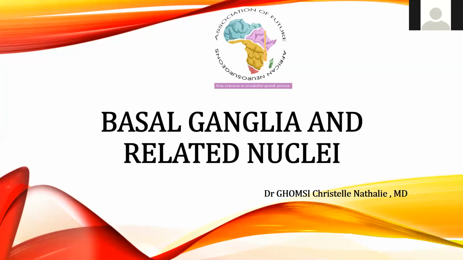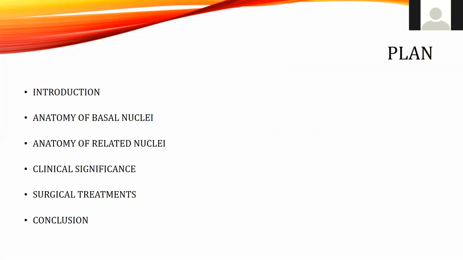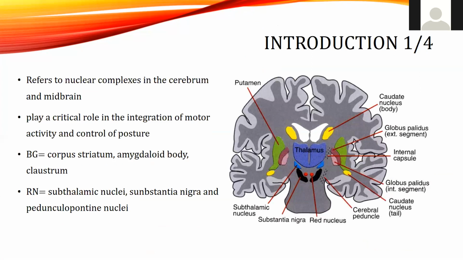So I was saying today we'll present on the basal ganglia and related nuclei. In order to go through our presentation, we'll follow this plan. After a brief introduction, we'll go through the anatomy of the basal nuclei, the related nuclei. We'll give some clinical significance and some surgical treatment, and then we'll conclude. Basal nuclei are referred to as a complex of nuclear gray matter found within the cerebral hemispheres. They play a critical role in the integration of motor activity and the control of posture. They act at the interface between the sensory and the motor systems.